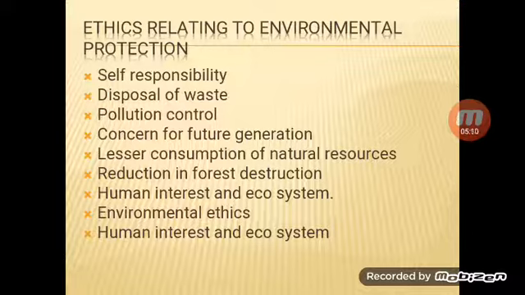You must not waste the resources. Lesser consumption of natural resources. Natural resources must be used to a minimum level. Reduction in forest destruction, that is deforestation, must be avoided. Human interest in the ecosystem and environmental ethics to be followed. Human interest is very important in case of ecosystem. This is regarding environmental protection.